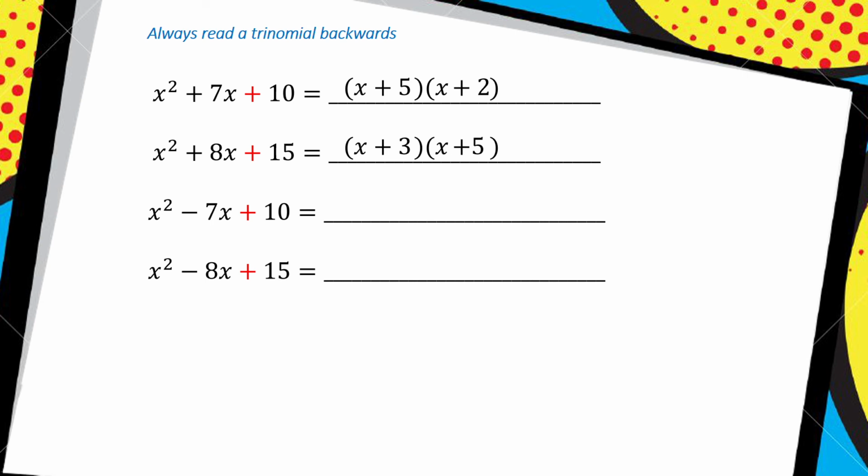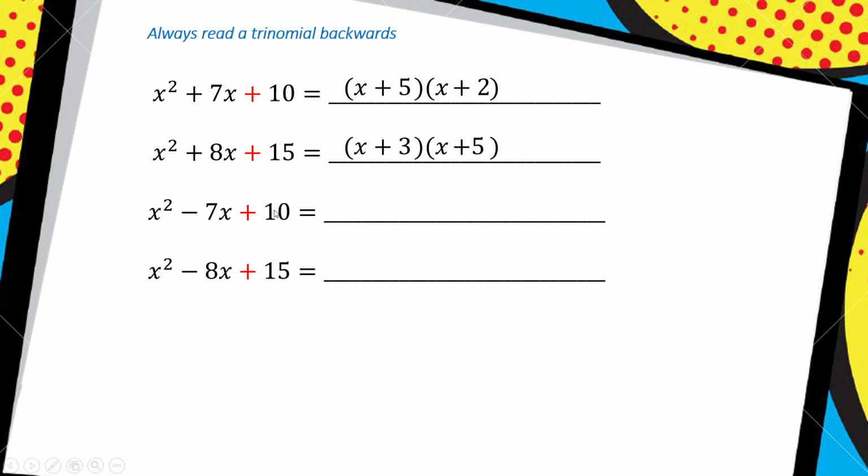Alright, then, let's do these ones. Okay, so the only thing I've changed from these ones here is that previously they were positive and now I've changed them to negative 7 and negative 8. But I'm still adding my factors, right? I've still got a plus in my last term, so either I'm going to have 2 pluses in my brackets or I'm going to have 2 minuses in my brackets.